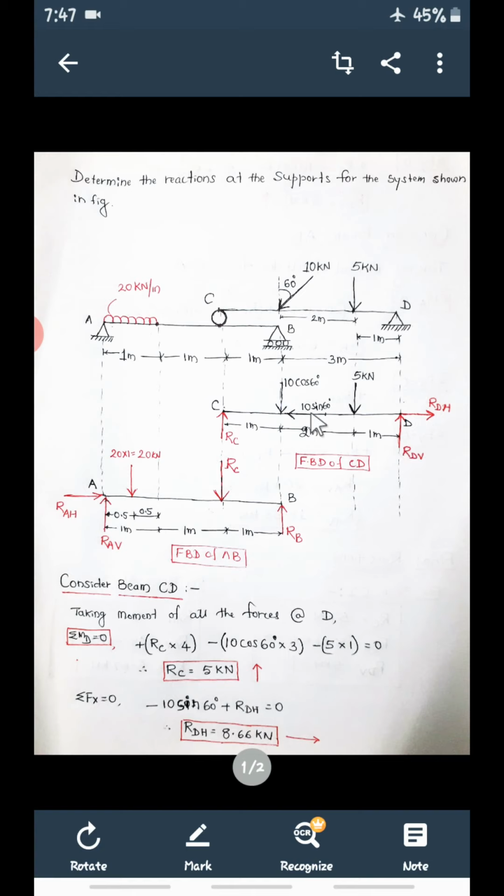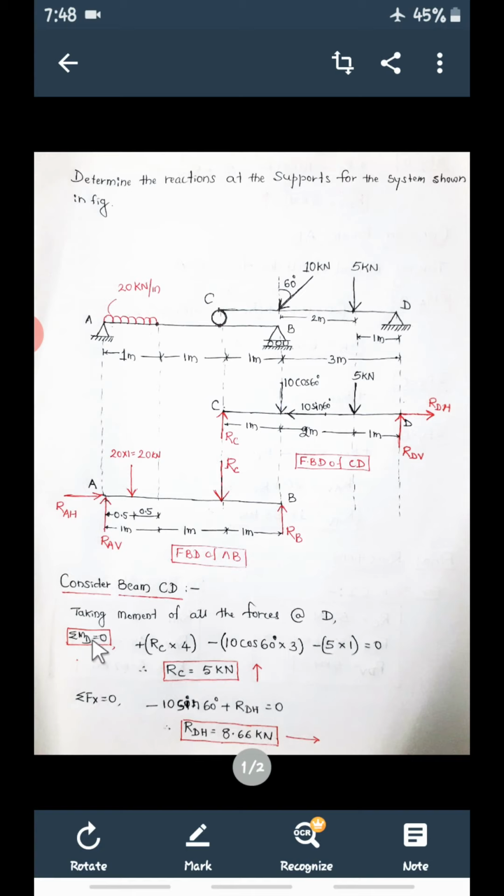Then the moment of 10 sine 60 is 0. So the moment equation is RC into 4, 10 cos 60 into 3, then 5 into 1, equal to 0. From this I can get RC. So the reaction at C, RC, is equal to 5 kilonewton.